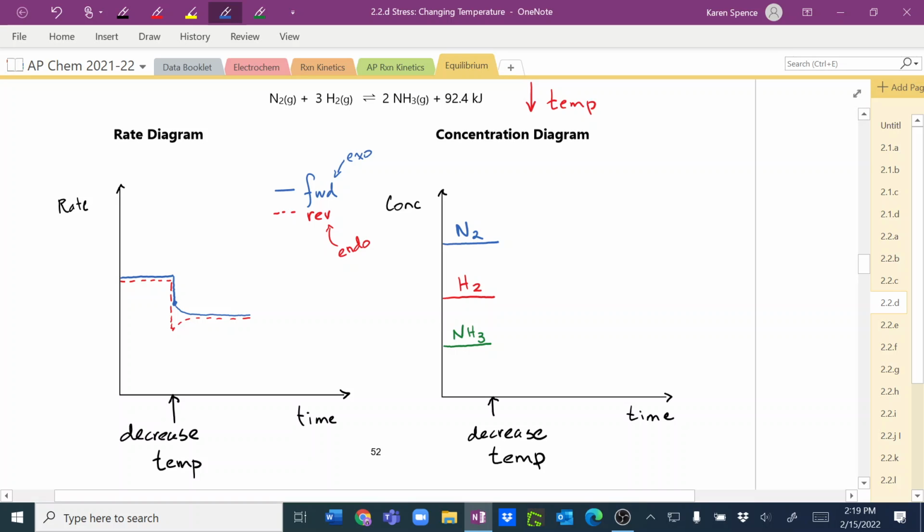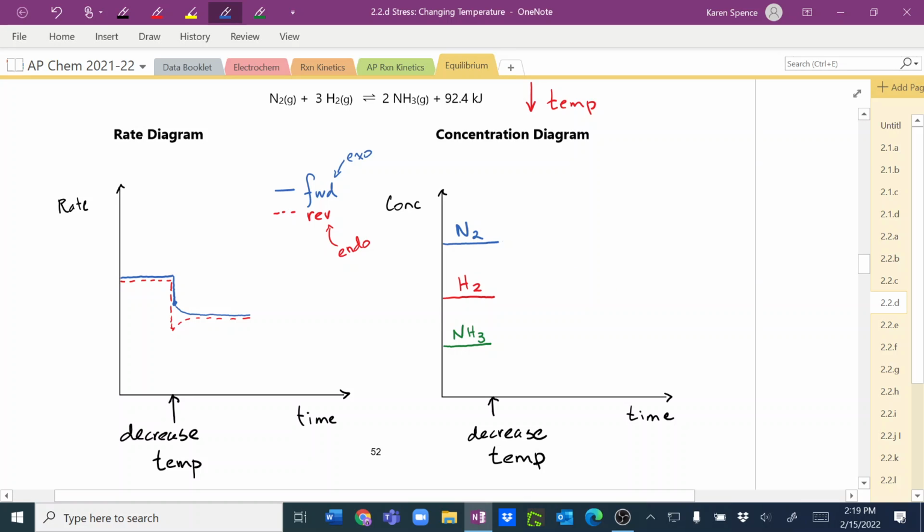Did anyone want to try the concentration diagram? You guys are shy? You still want to draw? Okay. What should I do to my N2? Down. Okay. Are you happy with me? No, what did I do wrong? I made an S curve. Okay, so that's no good.